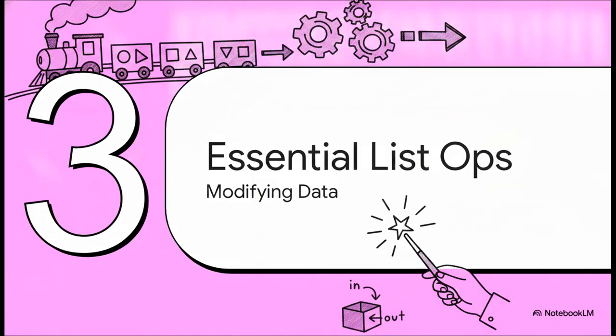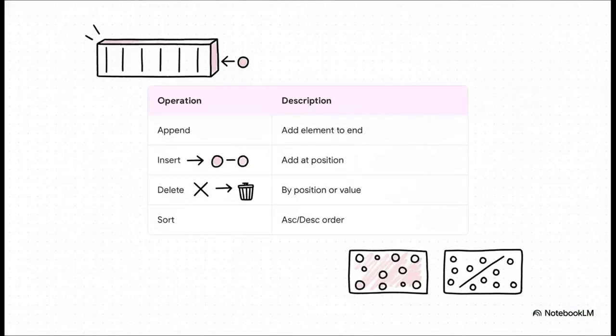Okay, Section 3, Essential List Operations. Because let's face it, we don't just store data, right? We have to actually manipulate it efficiently on the fly. And Python's built-in methods are super optimized for this. Append lets you slap new elements onto the very end of a dataset, which is absolutely perfect for continuous data logging. Insert pushes data into an exact index, automatically shifting everything else down. You can delete by precise position or by the value itself, and instantly sort thousands of records up or down with just a single command.